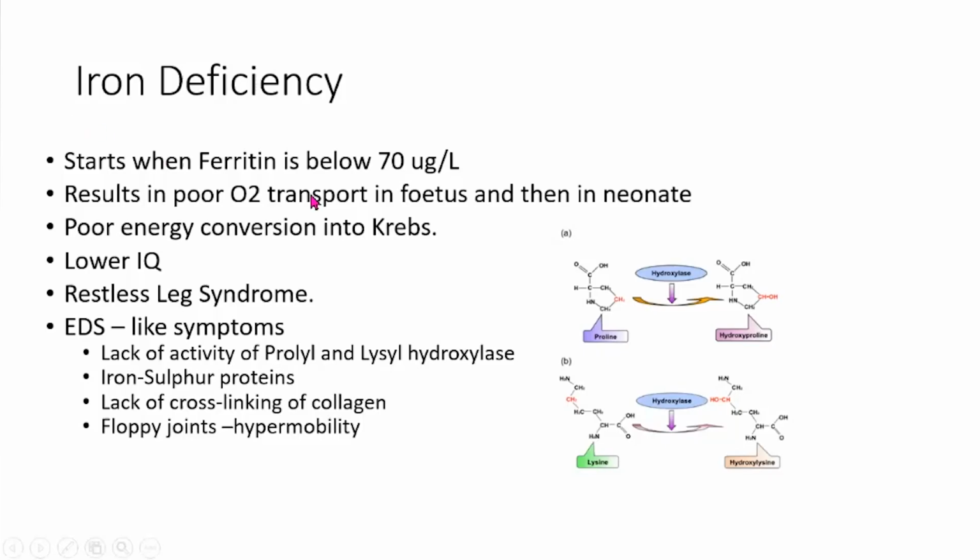And so these are the consequences: poor oxygen transport, poor energy conversion, lower IQ. And one of the things they get is restless leg syndrome. One of the things with the kids is a lot of them have twitching and uncontrolled movements, which is correlated with iron. And low iron gives you EDS type symptoms, floppy joints and hypermobility.